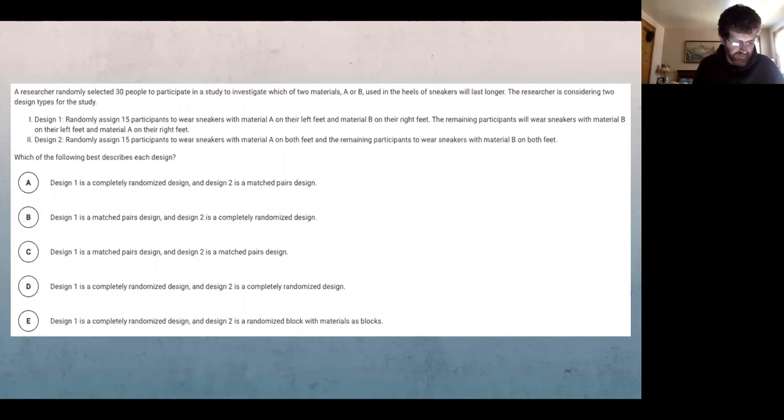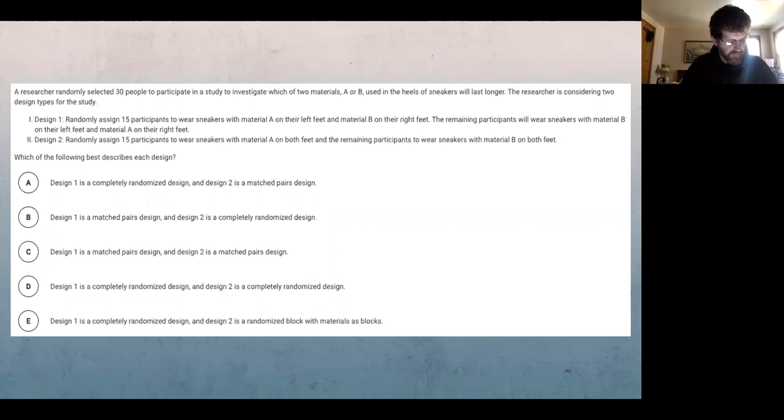So we are looking at this problem that we left off on. A researcher randomly selected 30 people to participate in a study to investigate which of two materials, A or B, used in the heels of sneakers will last longer. The researcher is considering 2 types of designs for the study. So design 1 is randomly assign 15 participants to wear sneakers with material A on their left feet, material B on their right. The remaining participants will wear sneakers with material B on their left and material A on their right. Design 2, randomly assign 15 participants to wear sneakers with material A on both feet, and the remaining participants to wear sneakers with material B on both feet.